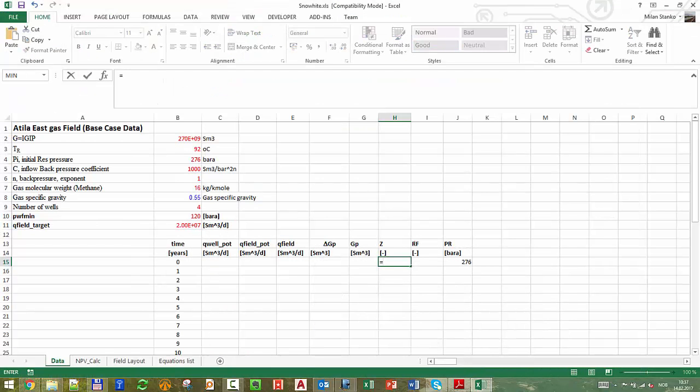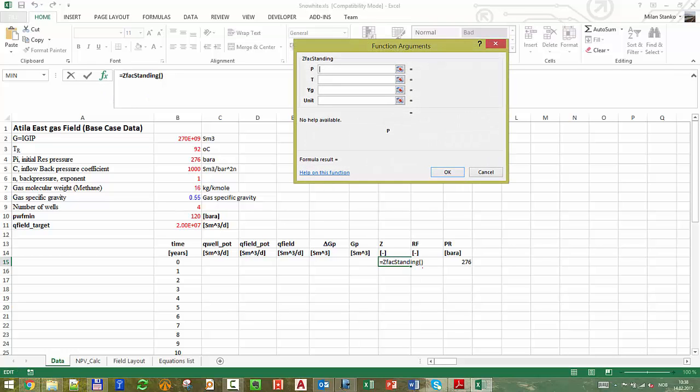To access it, you either type cfact standing, and if you don't remember the input, you put fx, and you see pressure, temperature. Remember the temperature, I block it, because when I go down I don't want it to be dragged. Then the specific gravity of the gas, I also block it, and the unit is going to be 2. And I obtain a Z very close to 1. That means almost ideal gas.